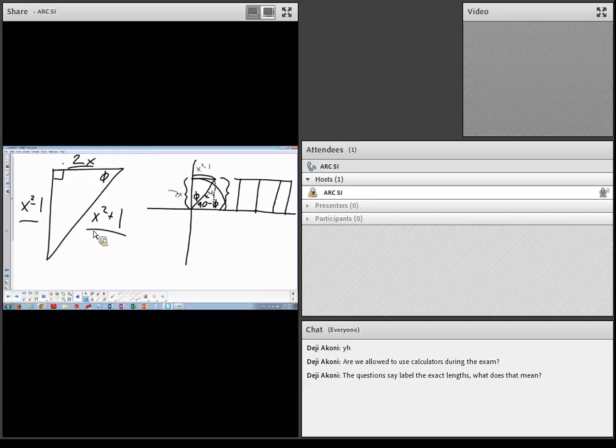If you just want to find this length, you know this is 2x, and on the other side it's also 2x. So you do sine, so it's 2x over this. Yes, it's 2x over the hypotenuse. Exactly. Oh, okay.